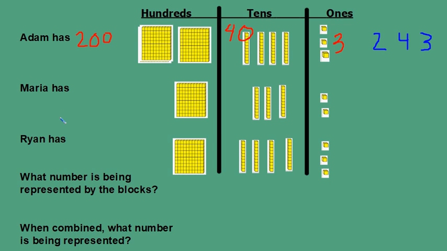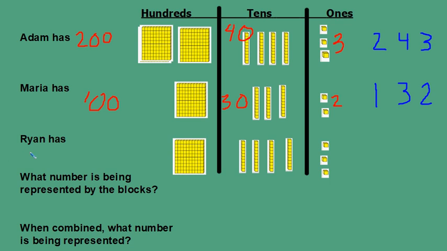Okay, Maria. Maria, let's go to the ones place. 1, 2. I see 2 in the ones. Let's go to the tens place. 1, 2, 3. 3 tens added together gives me 30. And then in the hundreds place, I see 1 in the hundreds place, so 100. Let's go ahead and put her amount to the right. So 100 plus 30 plus 2, 132. So she has 132.